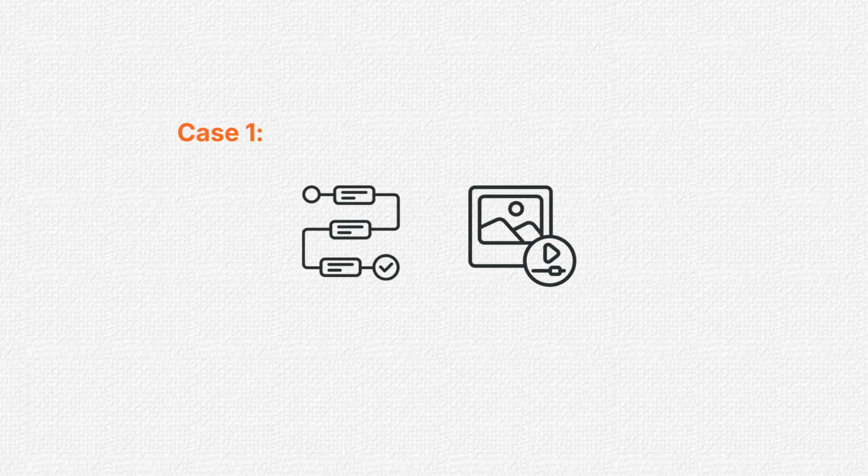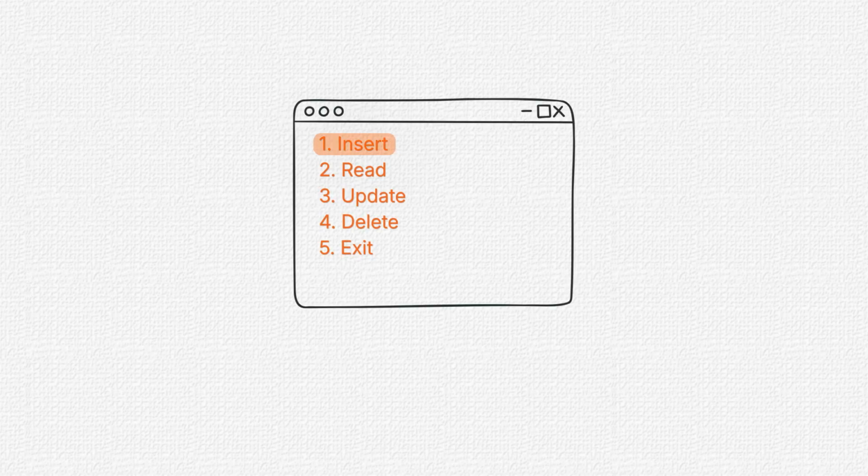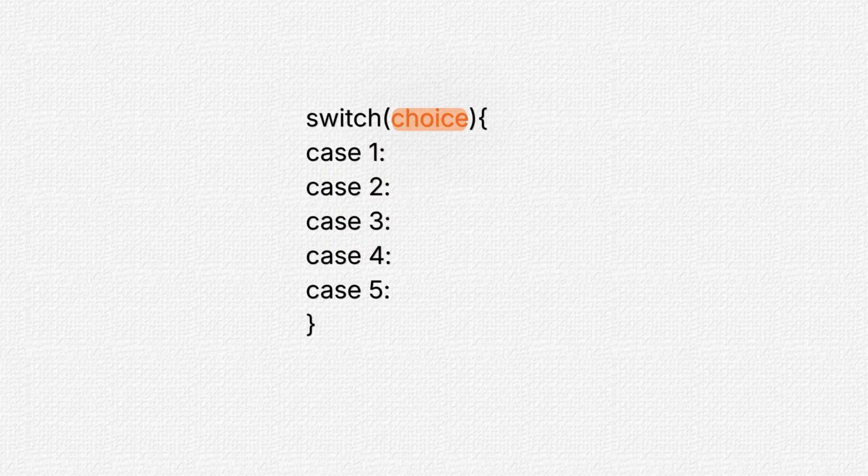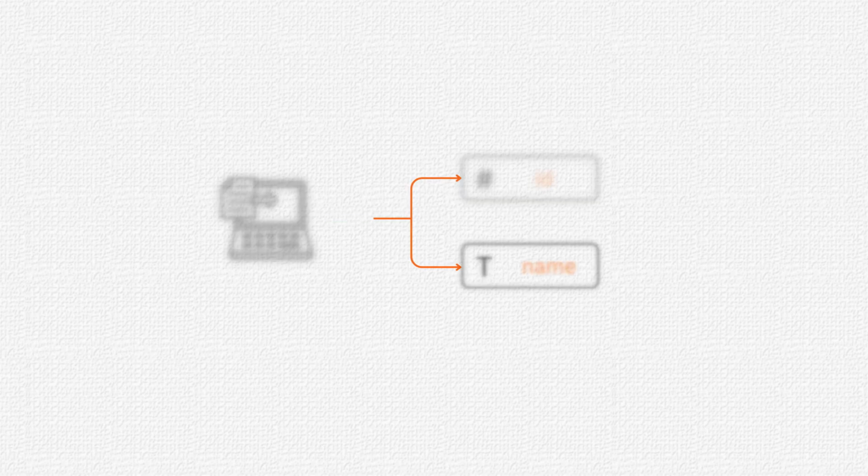Now let's understand the case 1 flow visually. If the user enters 1, the value 1 is stored in the choice variable. The switch statement checks the value of choice. Since the value is 1, case 1 executes. The program asks the user to enter an ID and name. Then an insert query is created to store the values in the database.